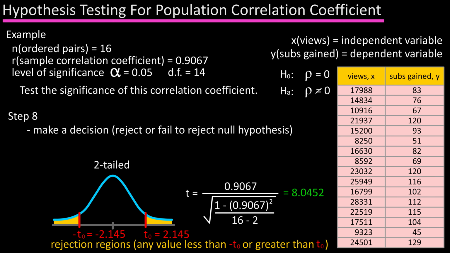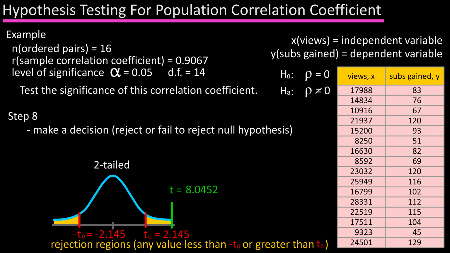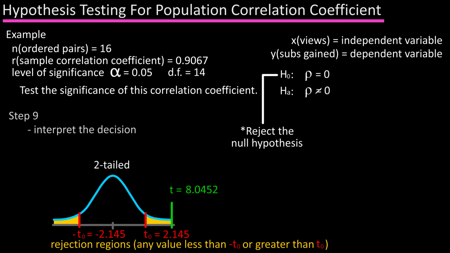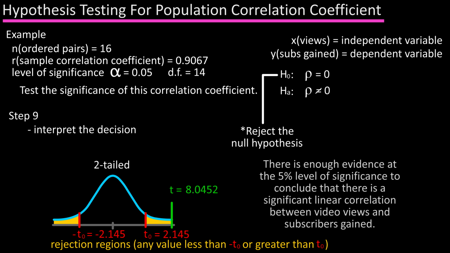Step 8 is to make a decision to reject or fail to reject the null hypothesis. On our graph, you can see that the standardized test statistic does fall in the rejection region to the right, as t, the standardized test statistic, is greater than positive t0, the critical value. So in this case, we would reject the null hypothesis. Step 9 is to interpret the decision. There is enough evidence at the 5% level of significance to conclude that there is a significant linear correlation between video views and subscribers gained.